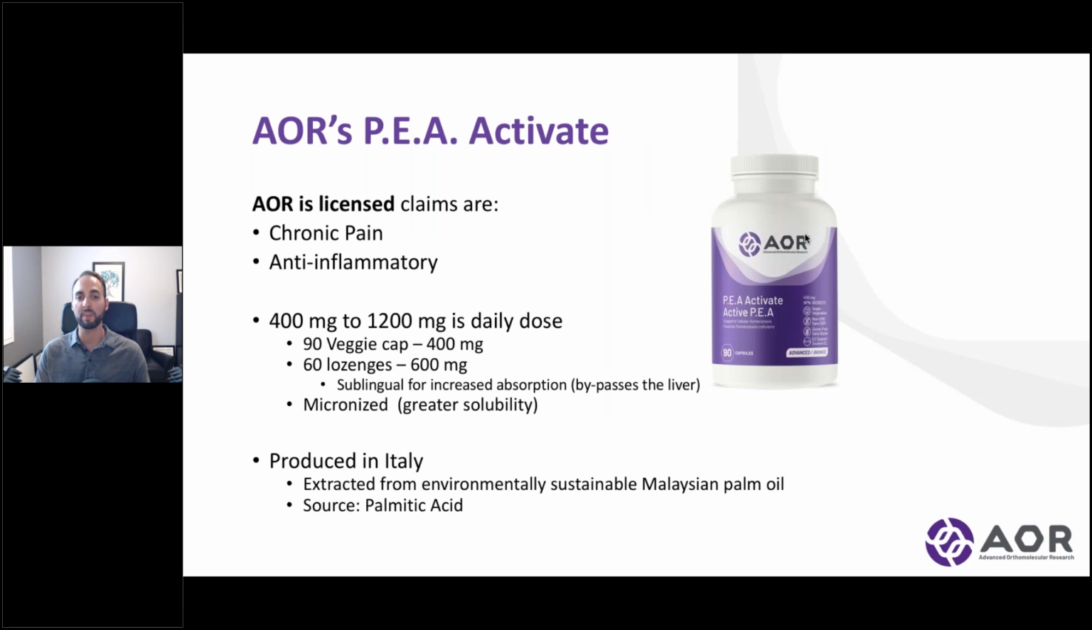Let's talk AOR's PEA Activate. So that is the AOR formulation in the retail line, and there is a pro version of it as well. 400 milligrams per capsule, 90 capsules, and so that gives you 1,200 milligrams a day, which is really one of the top end doses in all the research studies that we looked at. There is a lozenge version that's 600 milligrams as well, and that is going to have that increased absorption.